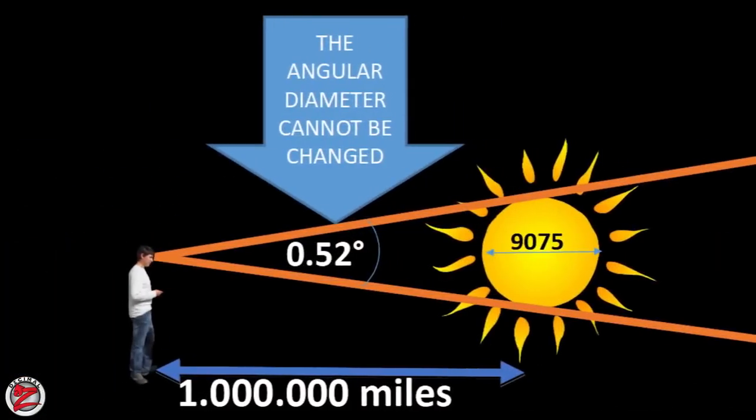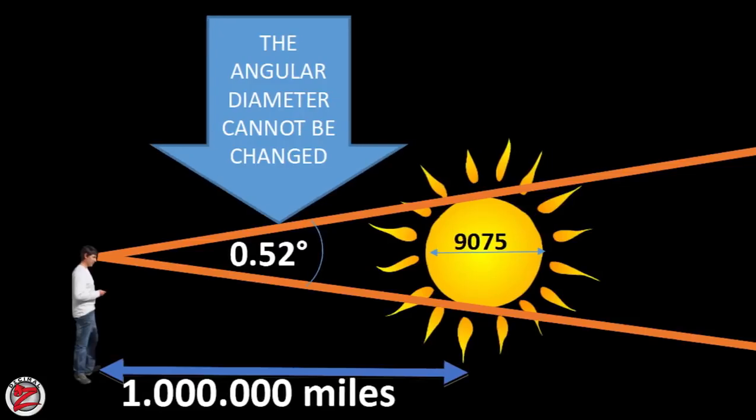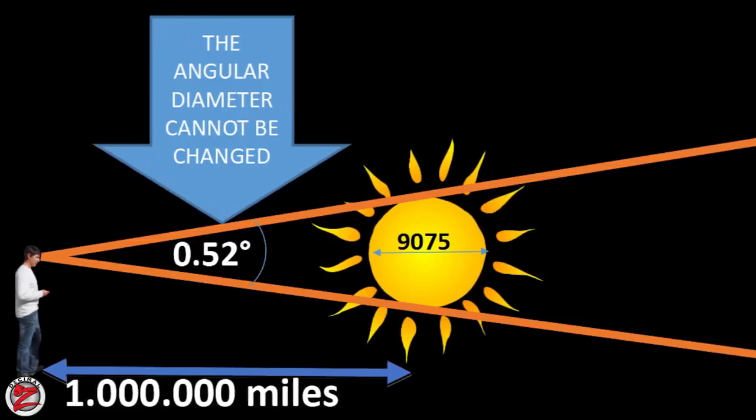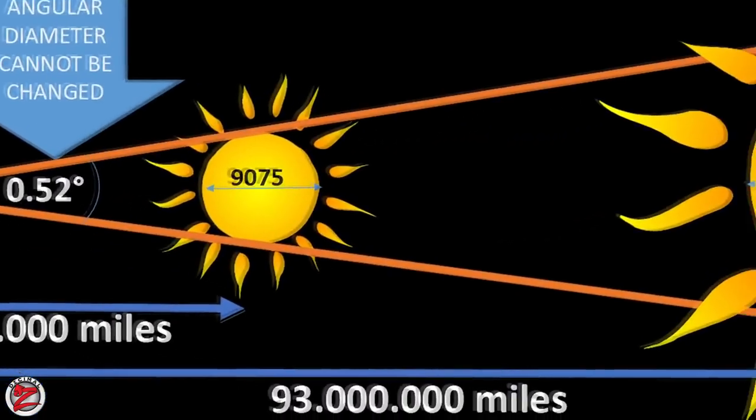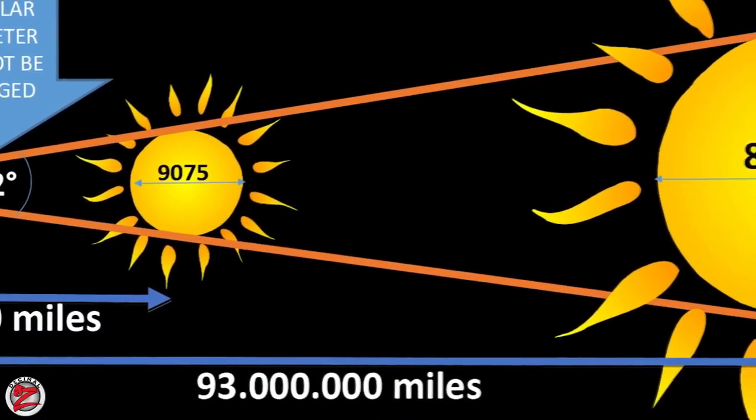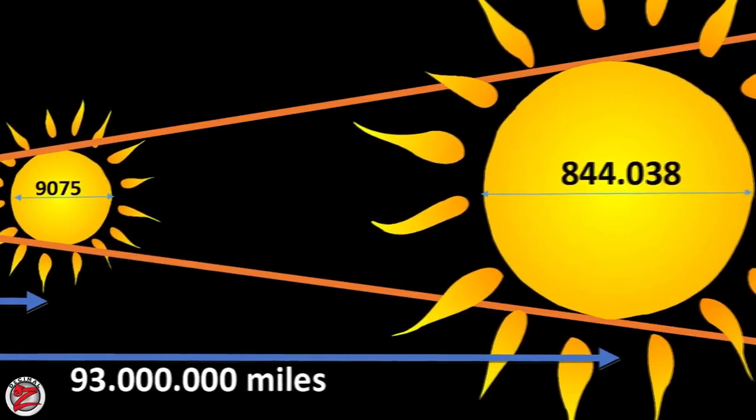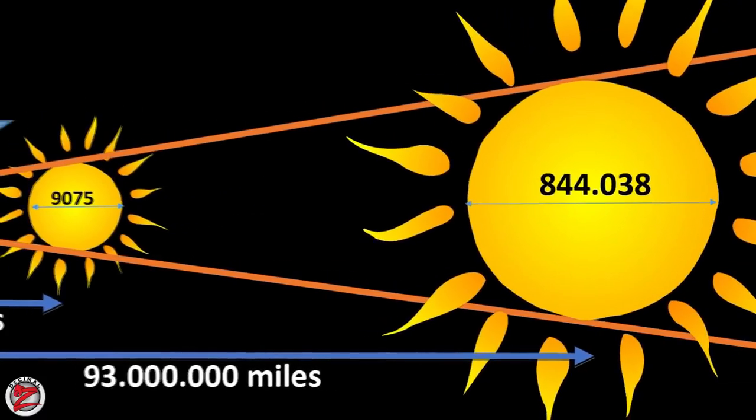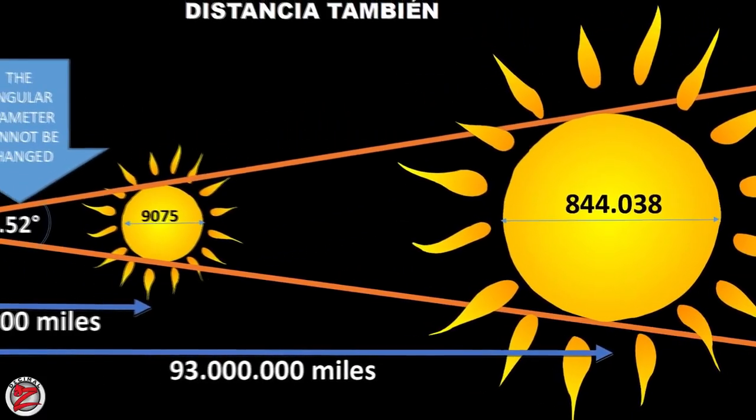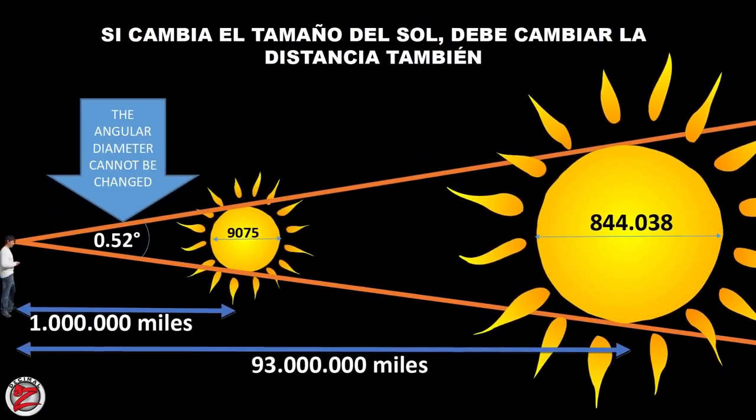We know that the angular diameter of the sun and moon are equal to 0.52 degrees, and this can never be changed because anyone can measure it. So if you claim that the distance to the sun is exactly 93 million miles away, then the size has to be exactly 844,038 miles. It can't be what they want.